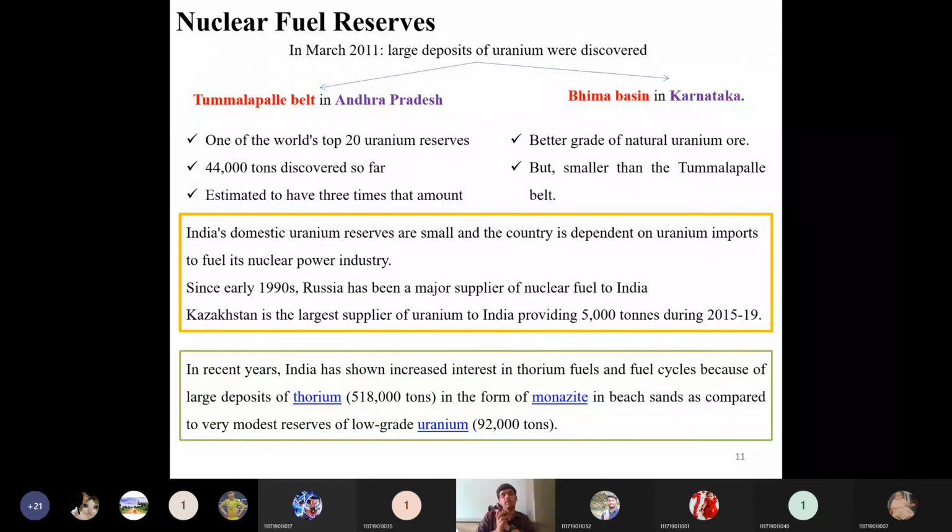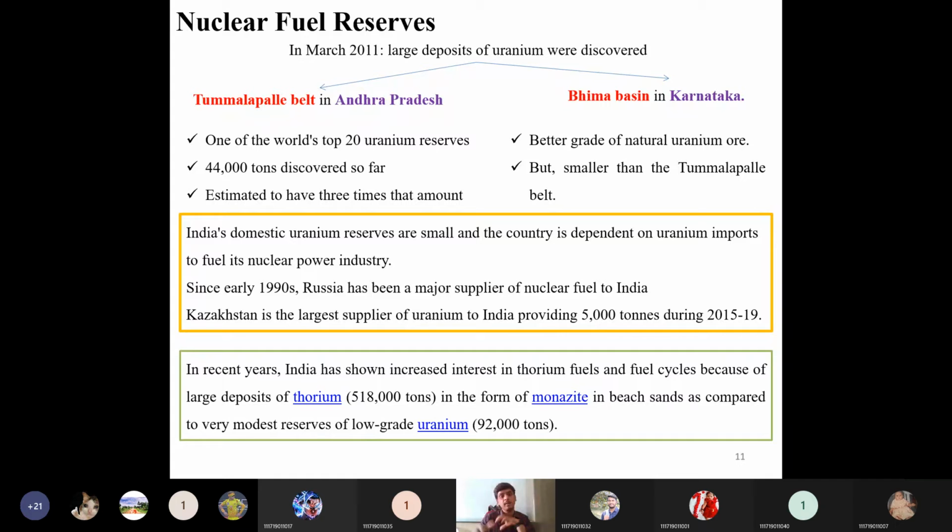Then the next topic will be nuclear fuel reserves. Okay, what are the various nuclear fuel reserves which are there in India? According to the IAEA, International Atomic Energy Agency, Vienna, Austria. So nuclear fuels are nothing but uranium, thorium and plutonium. Okay, all these are the nuclear fuels.